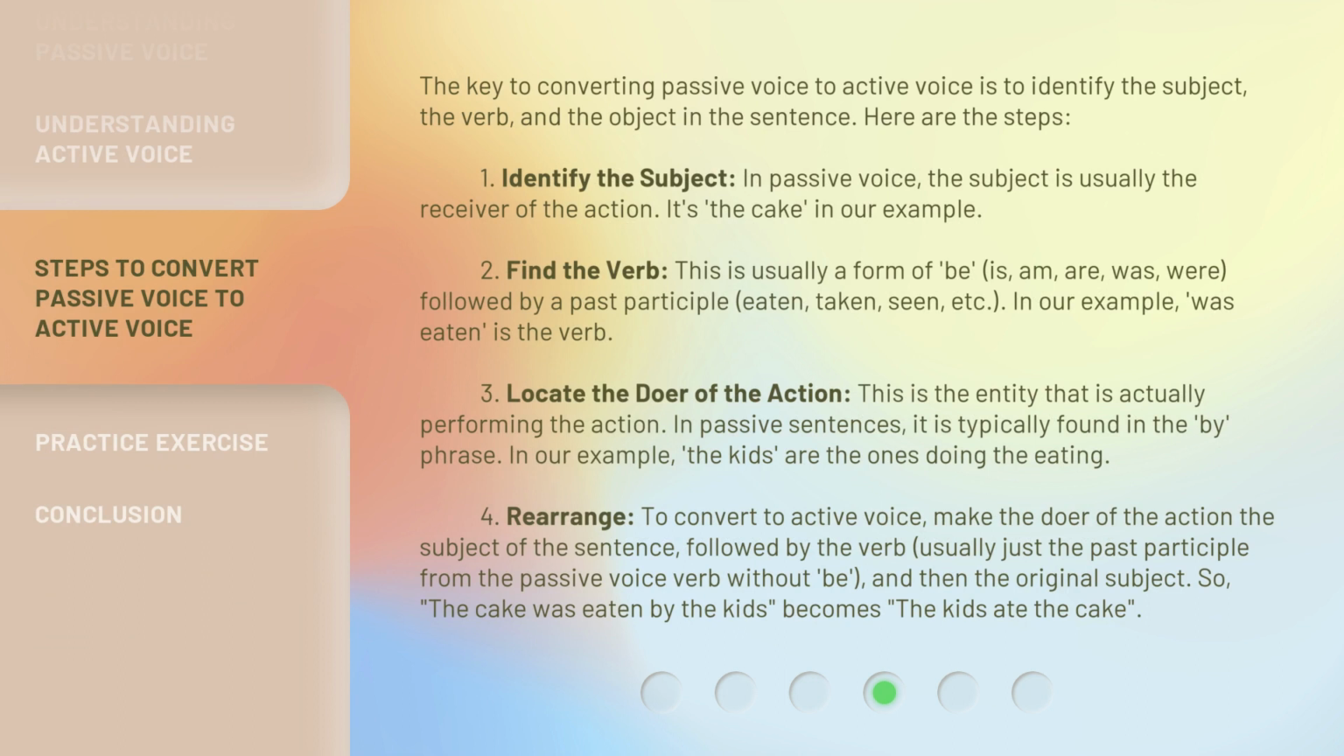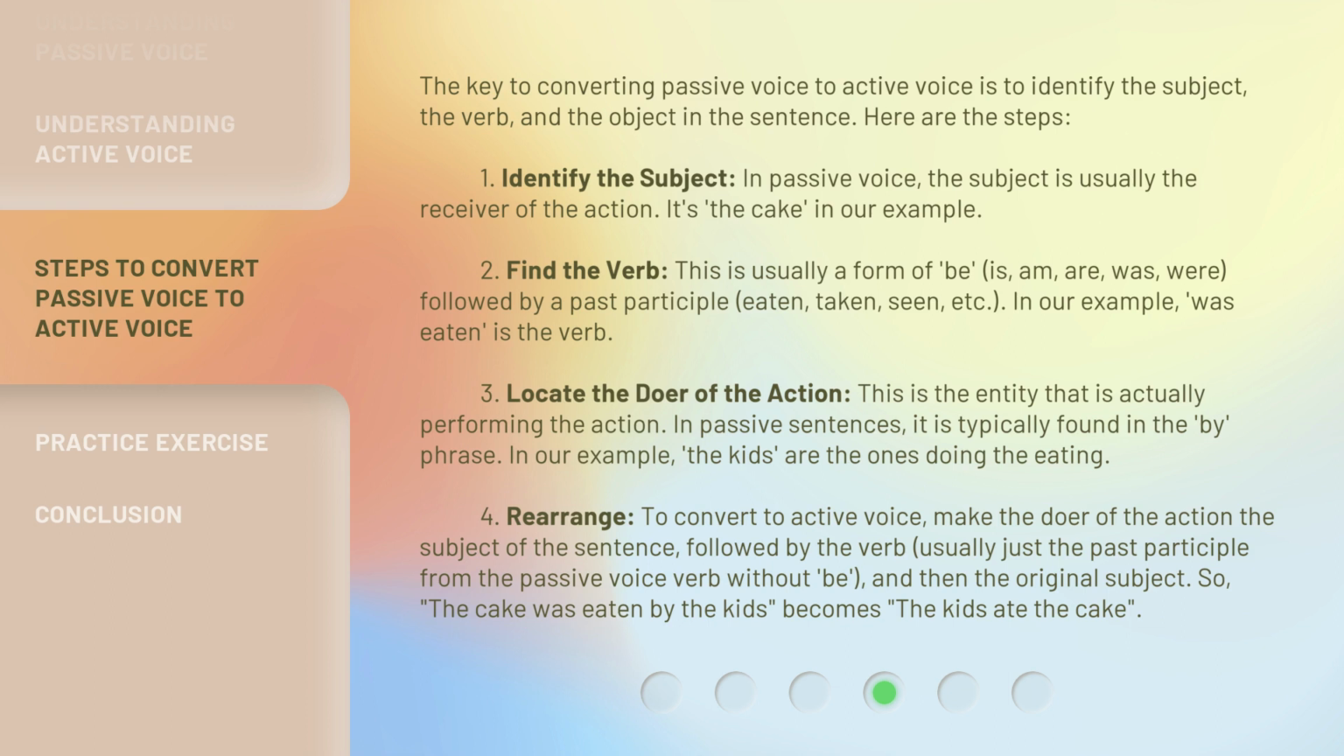The key to converting passive voice to active voice is to identify the subject, the verb, and the object in the sentence. Here are the steps. 1. Identify the subject. In passive voice, the subject is usually the receiver of the action. It's the cake, in our example.